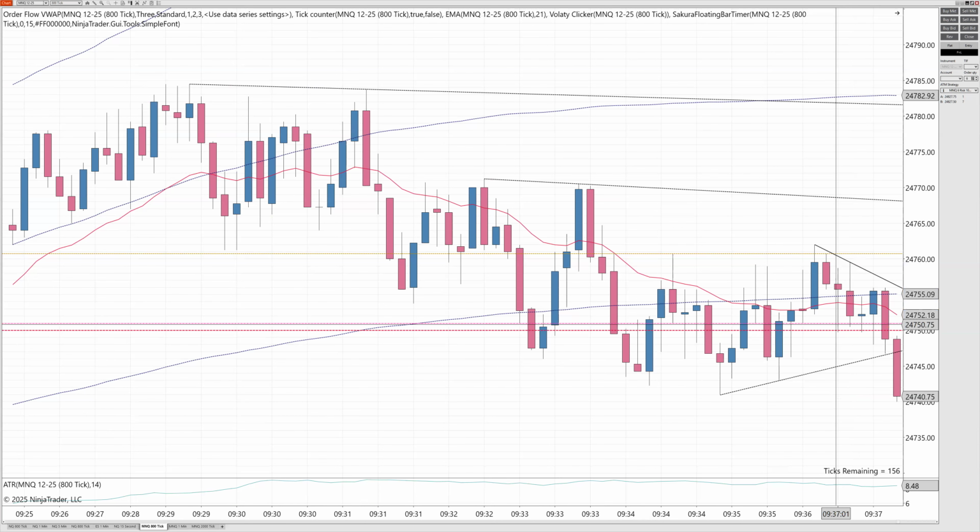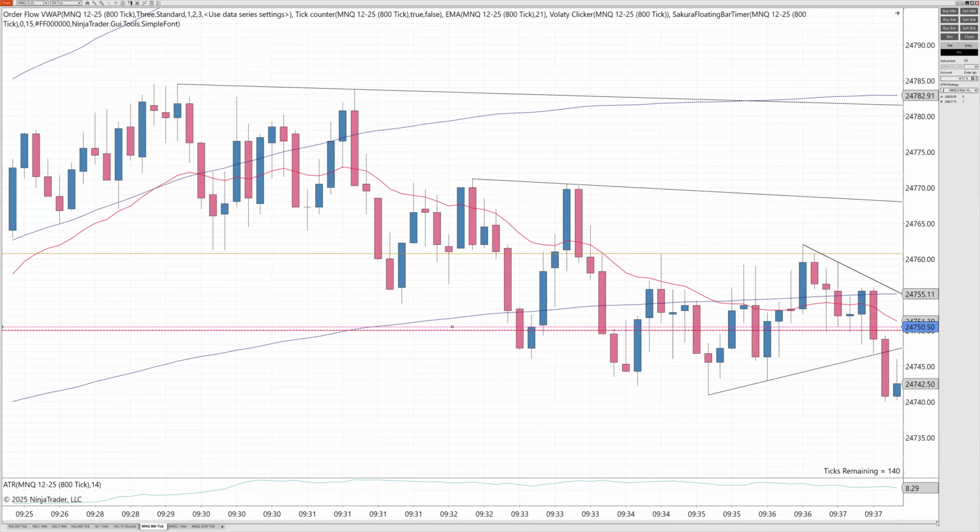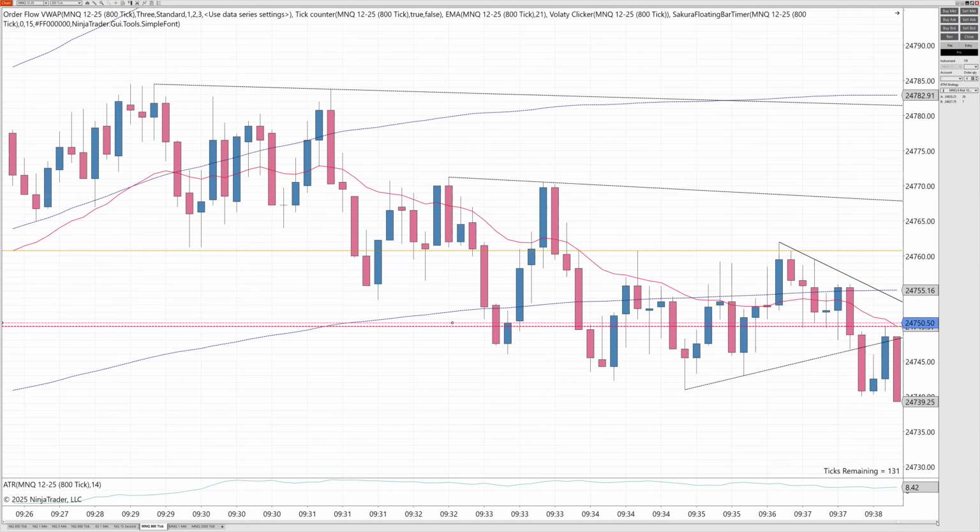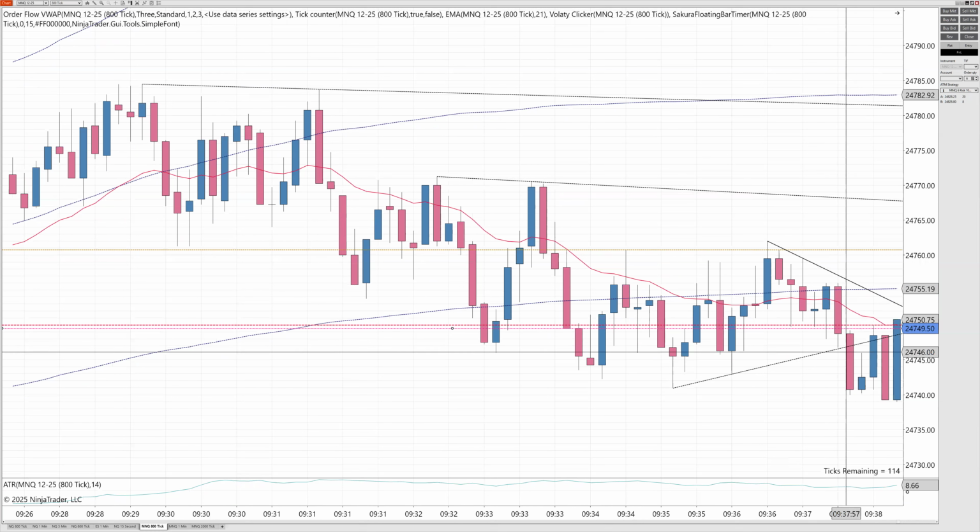We're going to go ahead and keep track of the runner. The runner here is at break even. Now the runner is right here around 750. And the runner finally gets taken out.